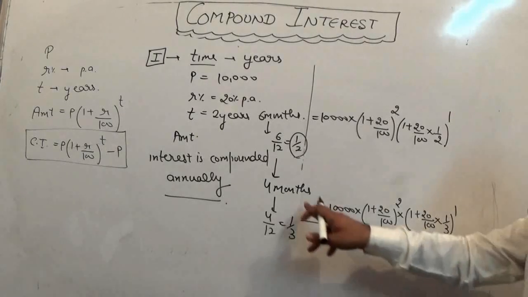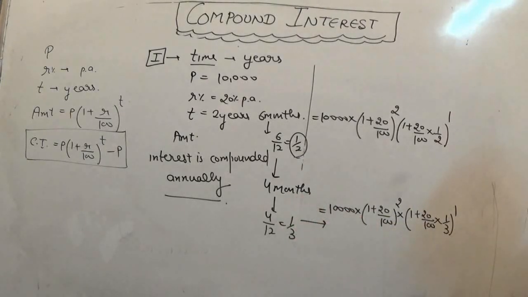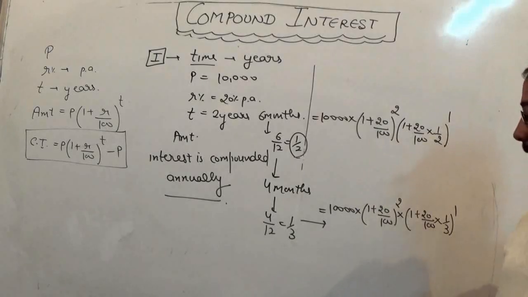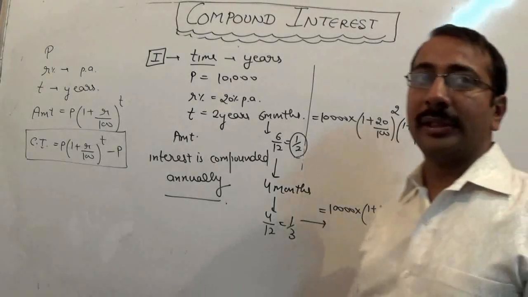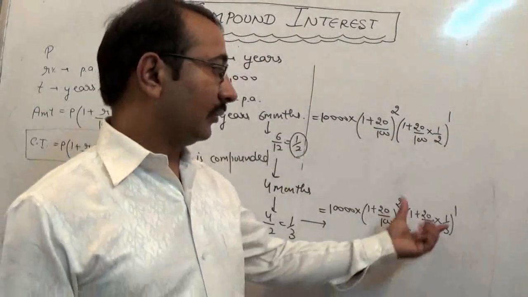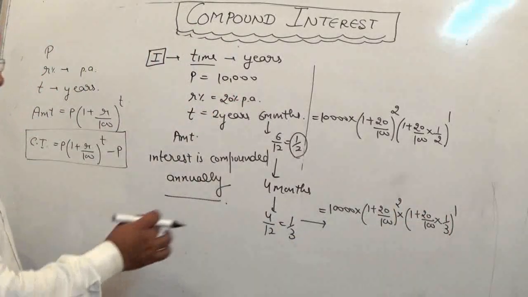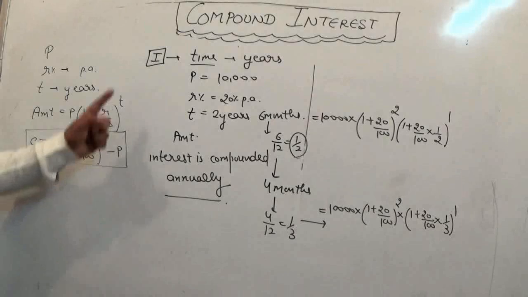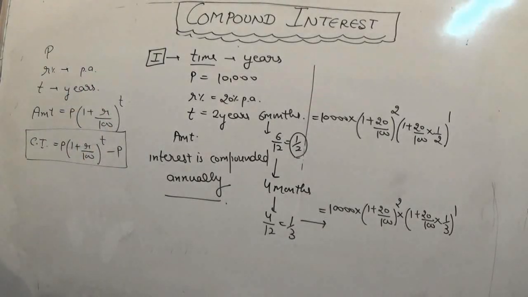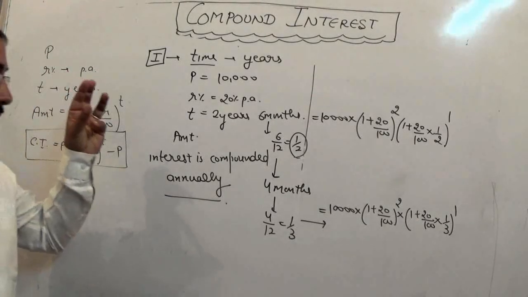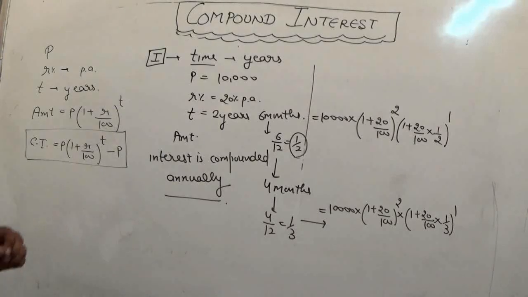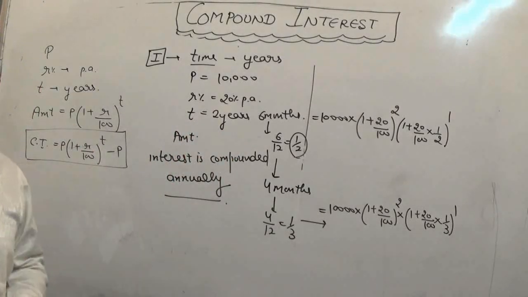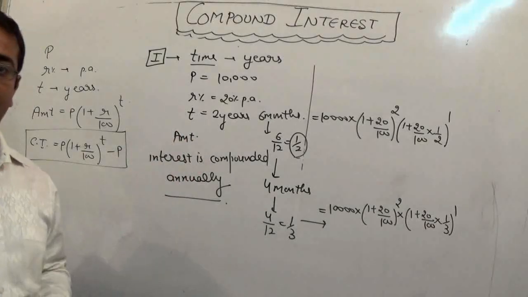On the other hand, when I take 4 months, I will take it as 4 by 12, that would be 1 by 3, and I will make the rate of interest 1 plus 20 into 1 by 3 raised to power 1, and it becomes my answer. I hope the point is clear. That is the first type of problem, which deals with how to convert the time when it is not given in total years but in fractions.